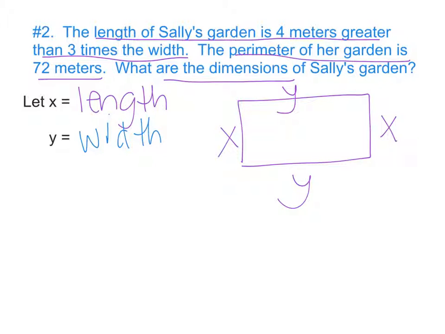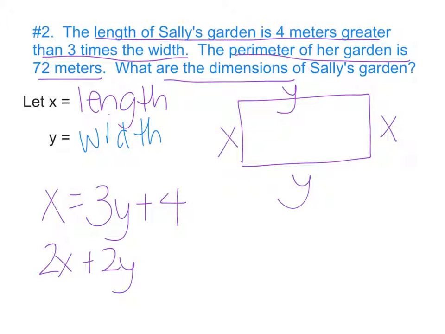So going back into the problem, we were told in that very first sentence that the length, which is our X, is going to be 4 meters greater than 3 times the width. So we are going to take 3 times our Y, 3 times the width, plus 4. So it's 4 meters bigger than 3 times the width. The second sentence says that the perimeter is 72 meters. And if you recall from your past education, perimeter is all 4 sides added together. So we'll have 2x plus 2y, so both x sides, both y sides, are going to equal 72.